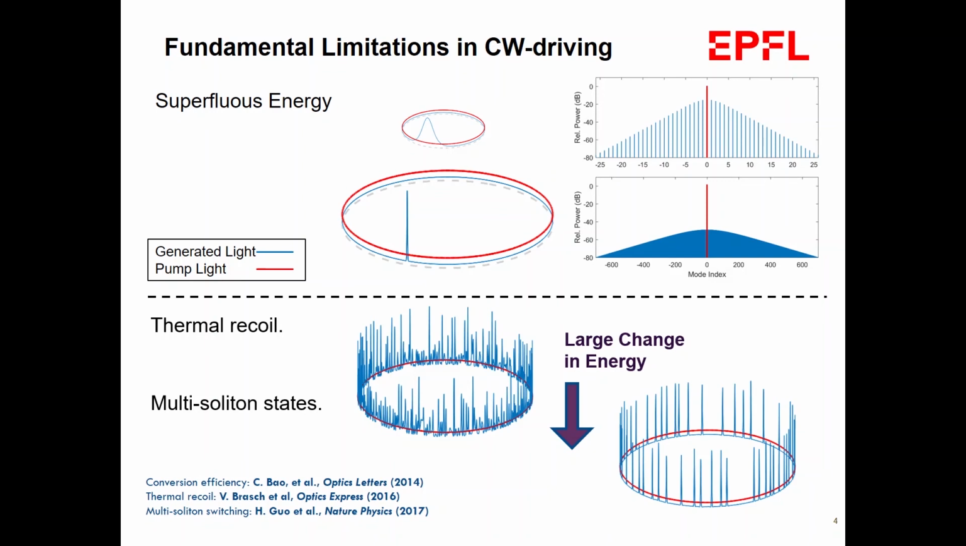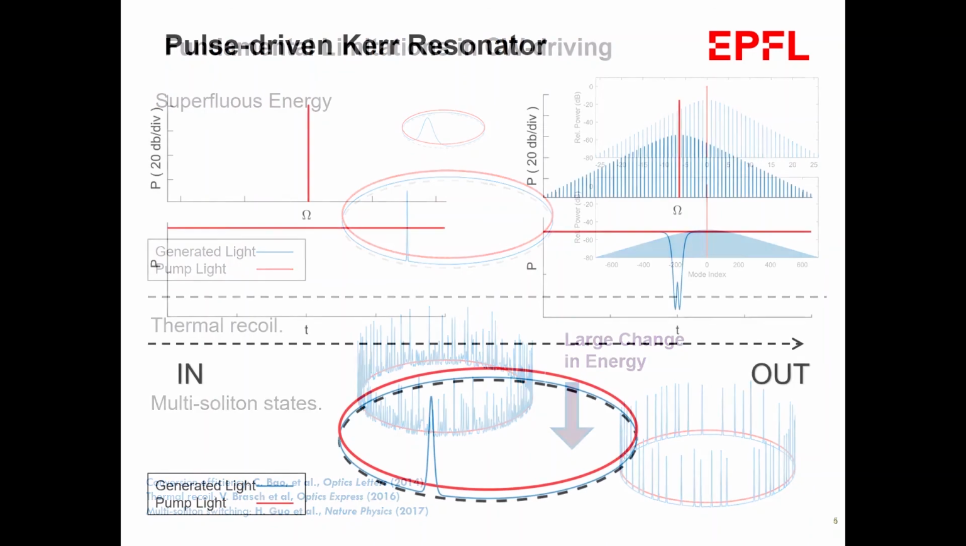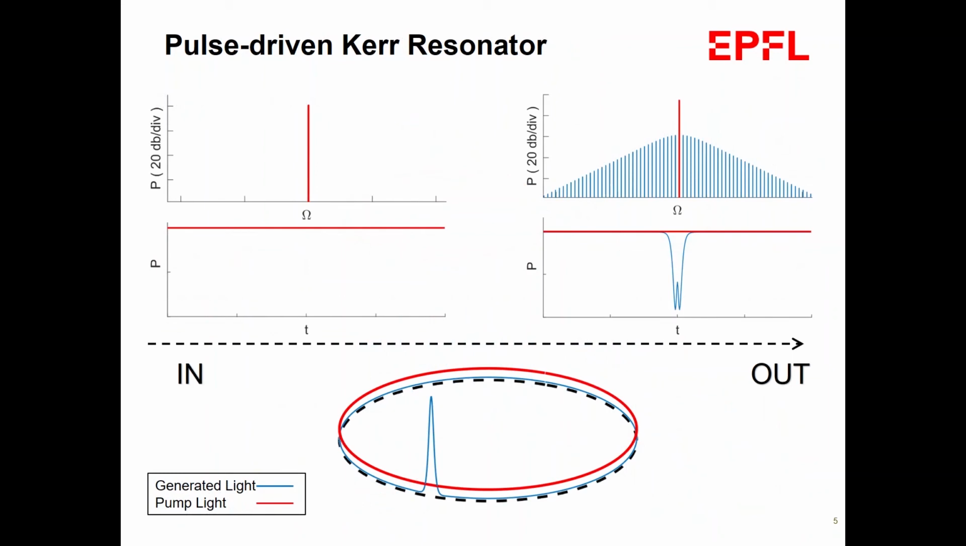This has always been a big problem for resonators where you need a high power in order to make solitons. And in this sort of situation, because the cavity is large, you need a high power to energize it. So this is our conventional picture.